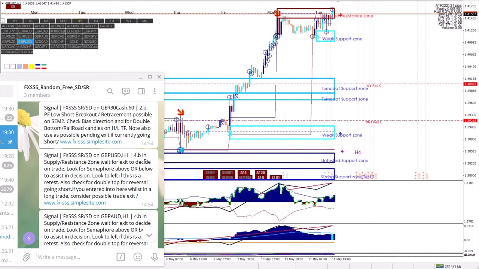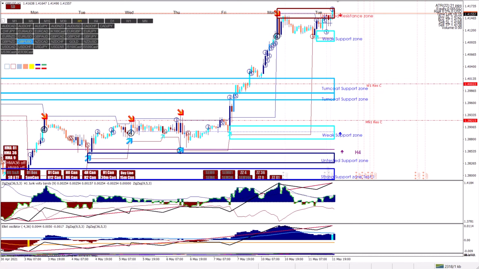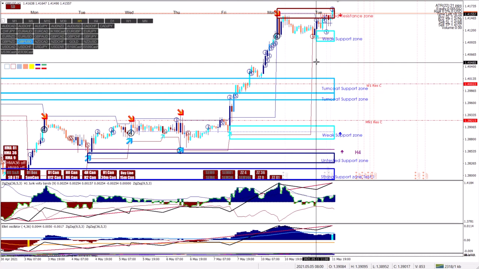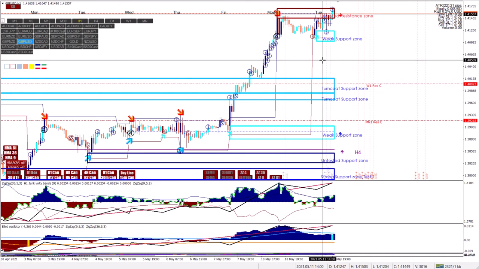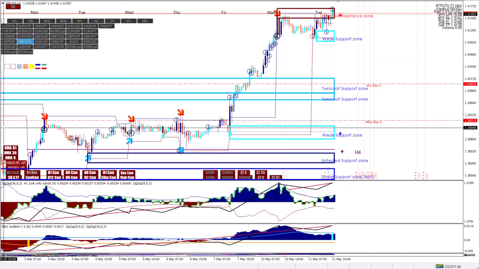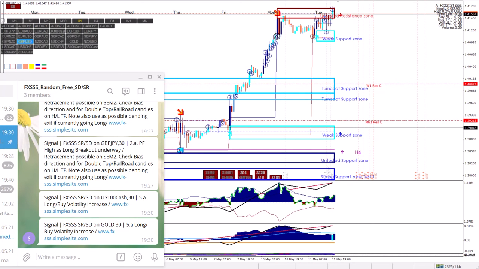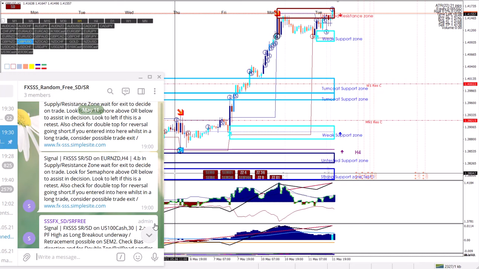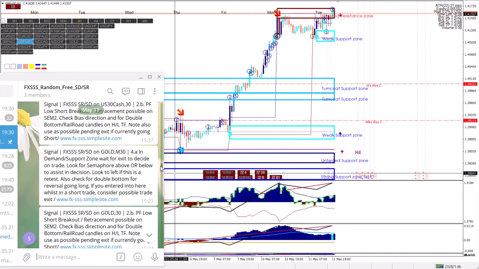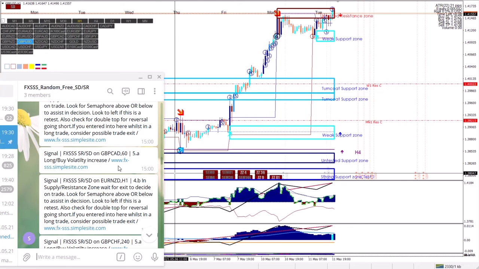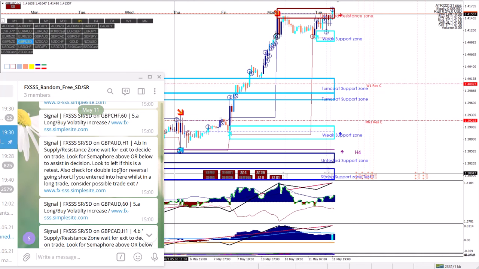GBPUSD in supply resistance zone somewhere here. What time was that? This thing started going into that zone. It's at 2 o'clock and it's still in that zone. So your signal said to you, oh yeah, I lost it now. Somewhere here. It was here.